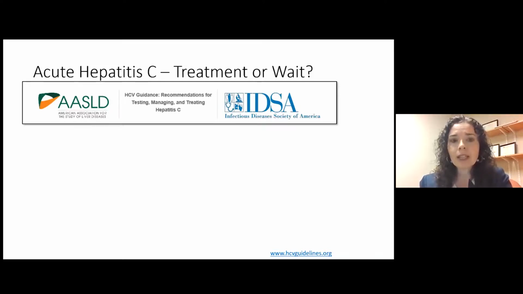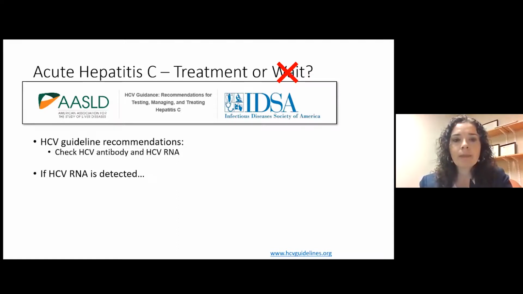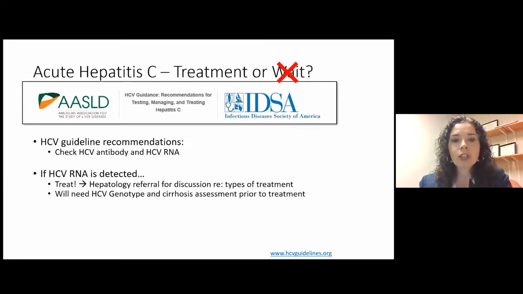So based on these guidelines, what we do now is actually treat acute hepatitis C, which again is very different than last year. The recommendations encourage people to check the hepatitis C antibody, and then if positive, the hepatitis C RNA. And if the RNA is detected, you treat. This is someone that you would refer to hepatology for discussions regarding types of treatment, especially if they're jaundiced. You definitely want to refer them to hepatology to have them be closely watched and managed.